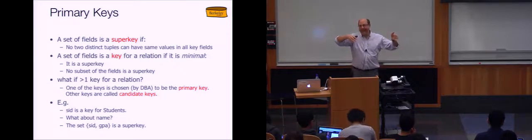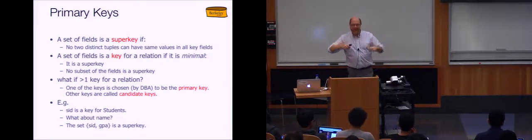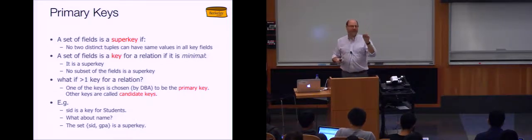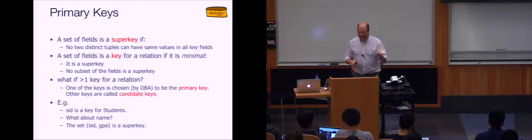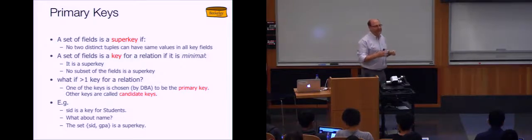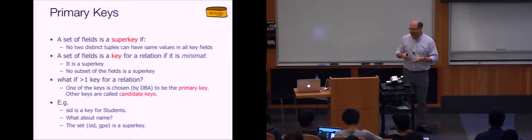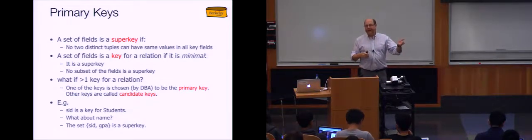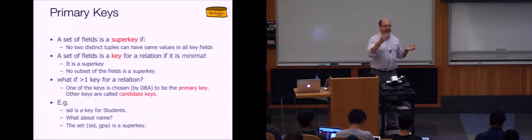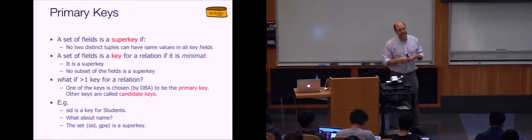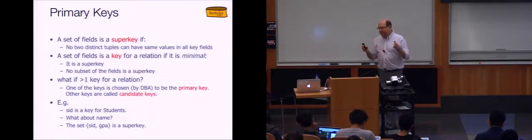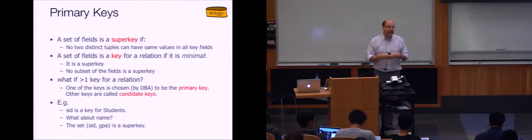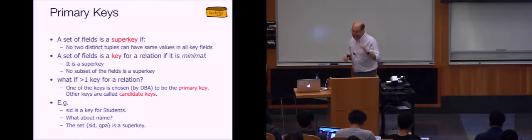records in the table. Keys, without the super, are things where no subset of those fields is itself a superkey. So take the example again of SID and name. Okay, if I take away the name from that, it's still a superkey, right? SID still uniquely identifies all the students in the student table. So the combination of SID and name is not a key. It's a superkey, but it's not a key. Okay, because it's not minimal. So that's all that is.